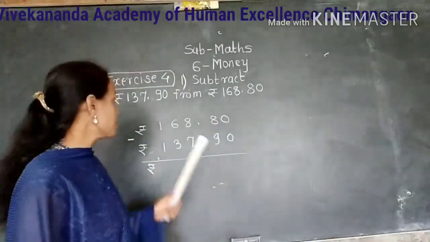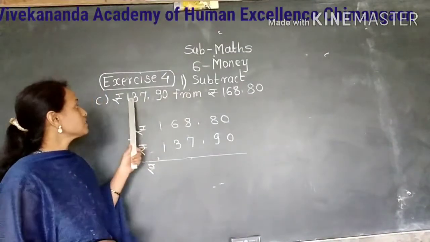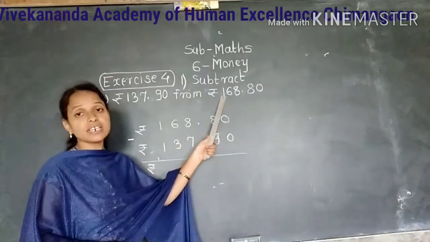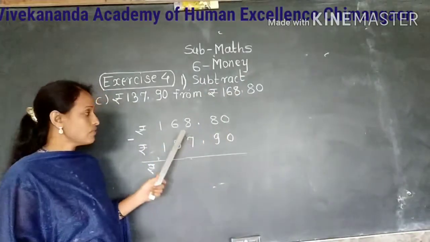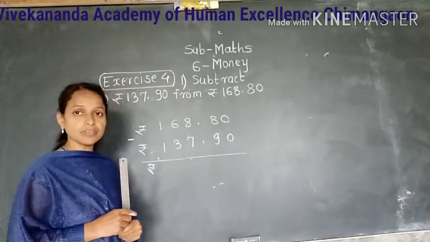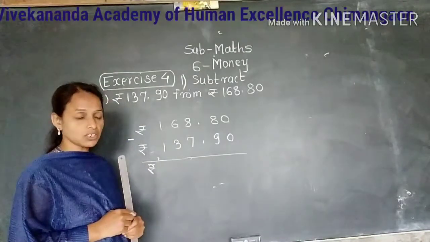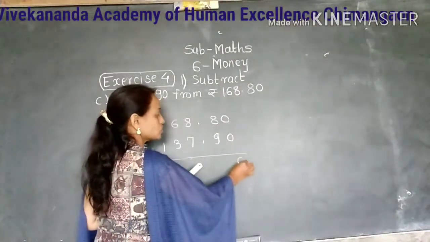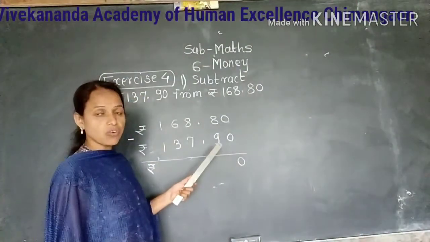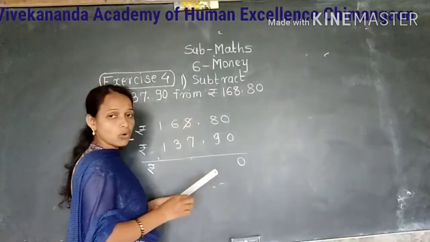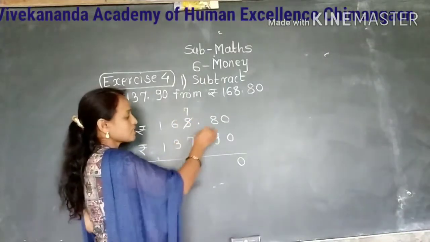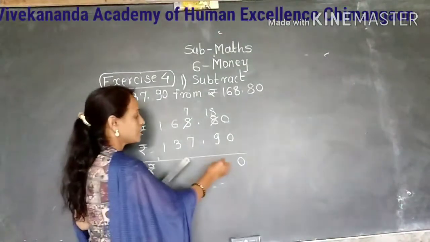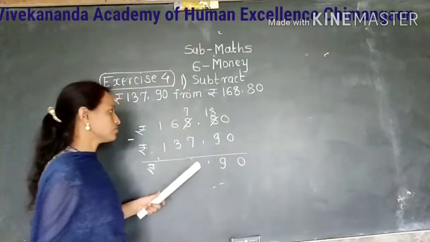See now, next example. Subtract rupees 137.90 from 168.80. First we arrange rupees and paise in columns by separating rupees and paise by putting the dot. Now we start from the right side. 0 minus 0, 0. We cannot subtract 9 from 8, so we borrow 1. So here remains 7 and here becomes 18. 18 minus 9, 9. Here put the dot.